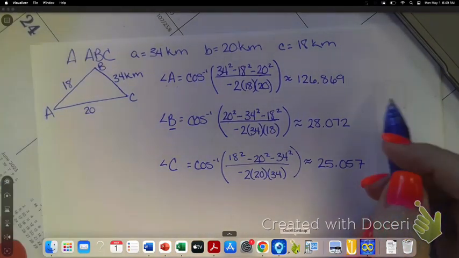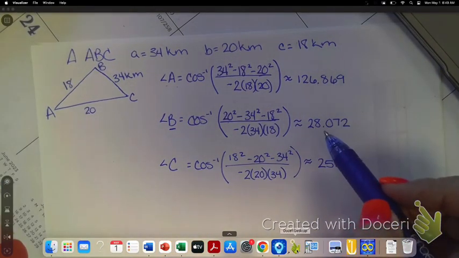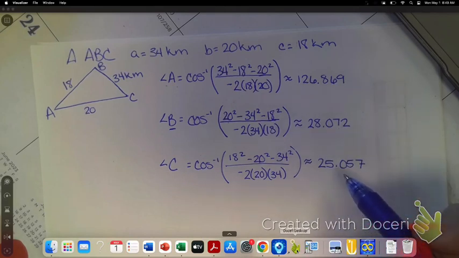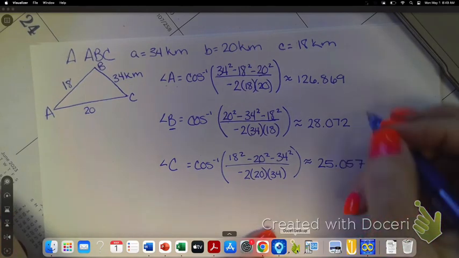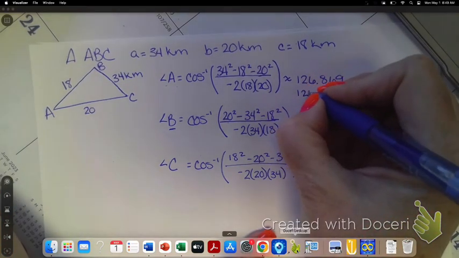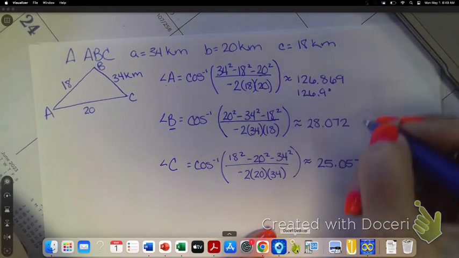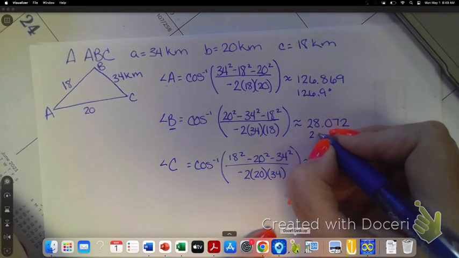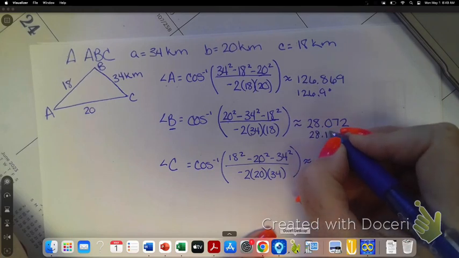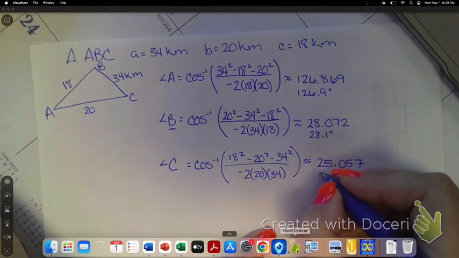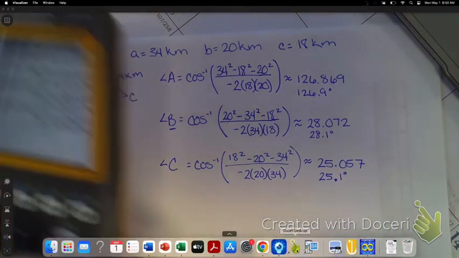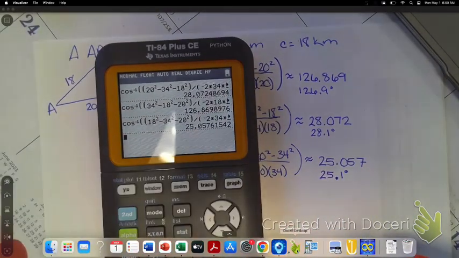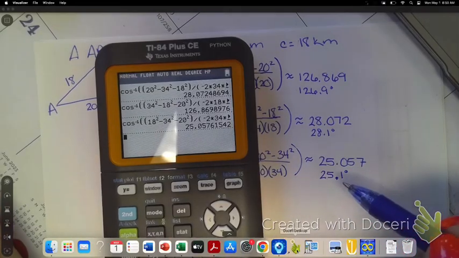Did you get 126.869, 28.072, and 25.057? Okay, I'm going to round them how I would round them, but then is there a problem with that? Yes. It's over. Jaden, there's mine. It goes over by 1 degree, doesn't it? Or 0.1, a tenth?